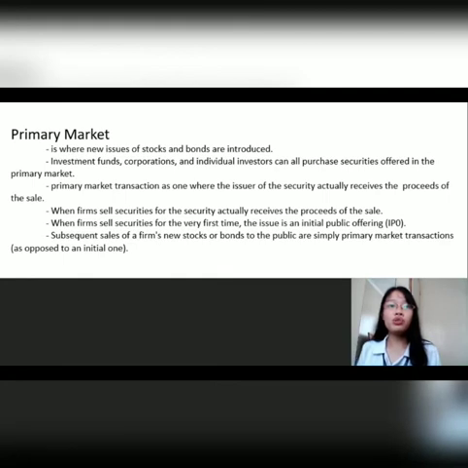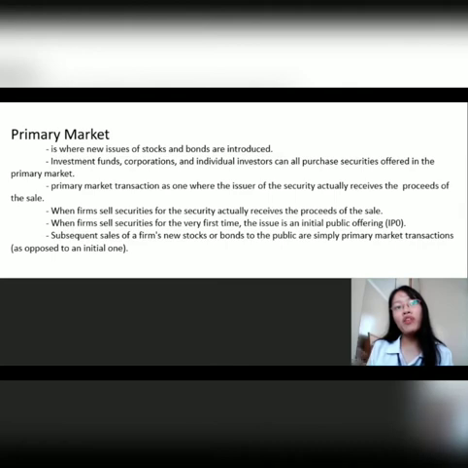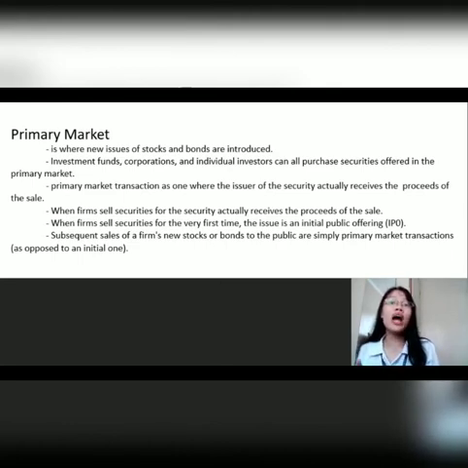A primary market transaction is one where the issuer of the security actually receives the proceeds of the sale. When firms sell securities for the first time, the issue is an initial public offering, or the IPO. For example, the company is the issuer. The primary market is where securities like stocks and bonds first become available. This initial sale is often called an initial public offering, or the IPO for short. Subsequent sales of a firm's new stocks or bonds to the public are simply primary market transactions.